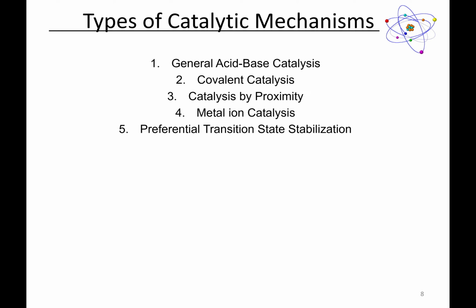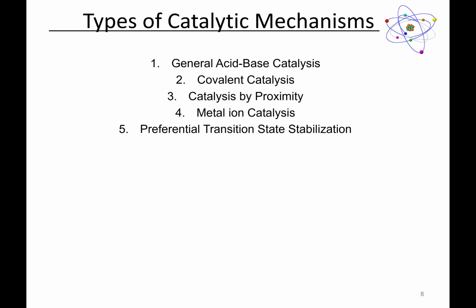Okay? Metal ion catalysis, this is the idea that metal ions can participate in reactions in lots of ways. If a metal ion helps the reaction in any way, this is an example of metal ion catalysis. And preferential transition state stabilization. This is the idea that we talked about here with our energy diagrams, that if the enzyme can stabilize that high energy transition state and decrease its activation energy, then that's an example of preferential transition state stabilization.